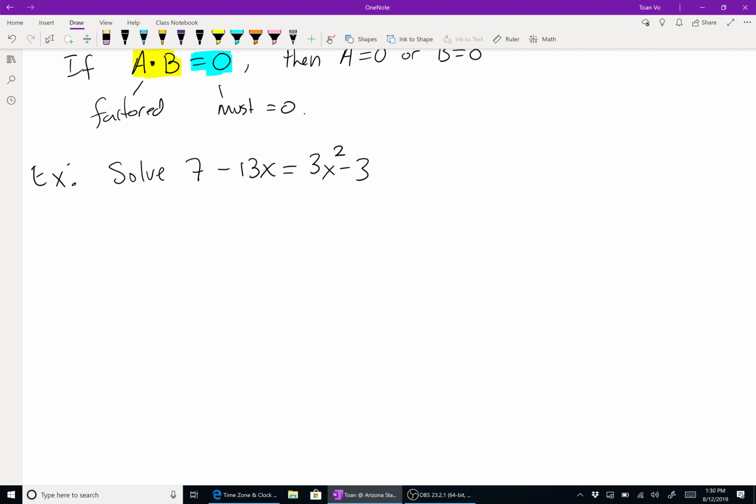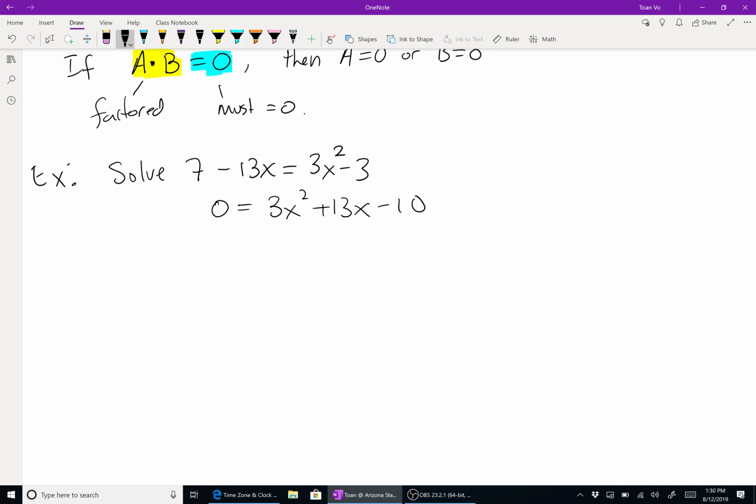So when you do not have an equation with just one variable type, your only option is to set it equal to 0. Move everything onto one side. It doesn't matter which side we move things on. I like to keep the biggest exponent positive, and the biggest exponent is an x squared. So since it's on the right-hand side, I'm going to move everything to the right. That means we're going to subtract the 7 over and add the 13x over. Hopefully that gives us 0 equals 3x squared plus 13x minus 10.